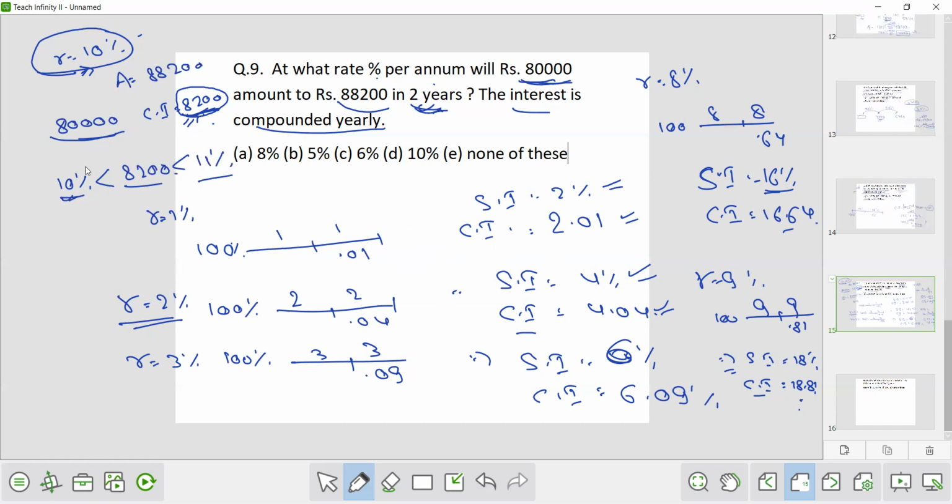Okay, so it is just greater than that even number, that is 10%. So the rate will be how much? 5%. Because 10% is for 2 years, so for 1 year it will be 5%. Okay, I will give you another question on the same concept so that your concept will get clear. So here B is the answer.